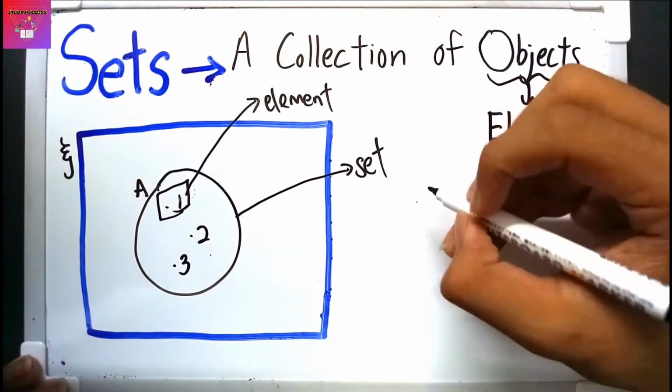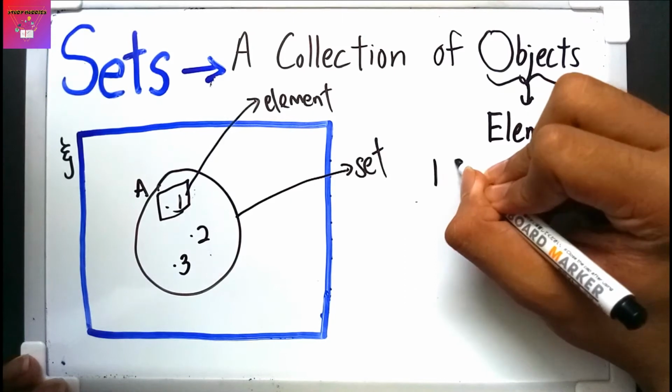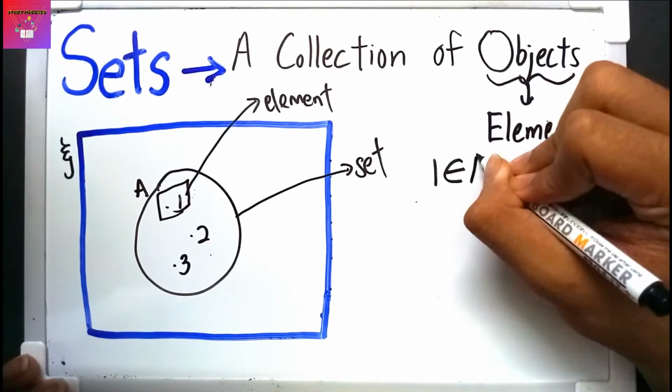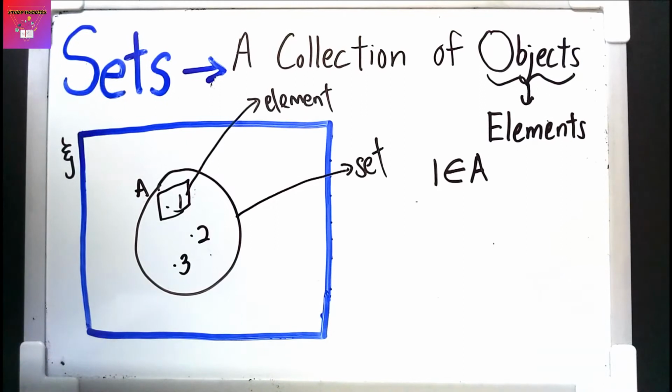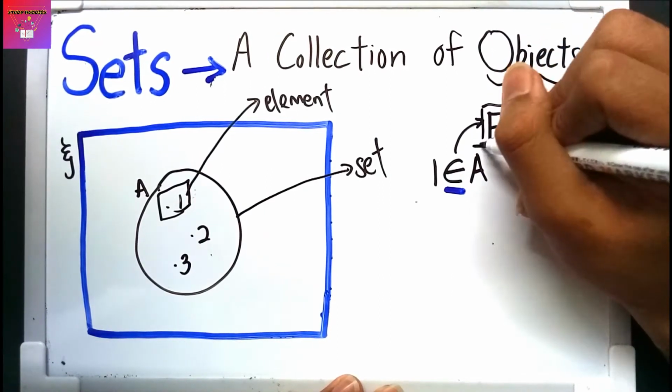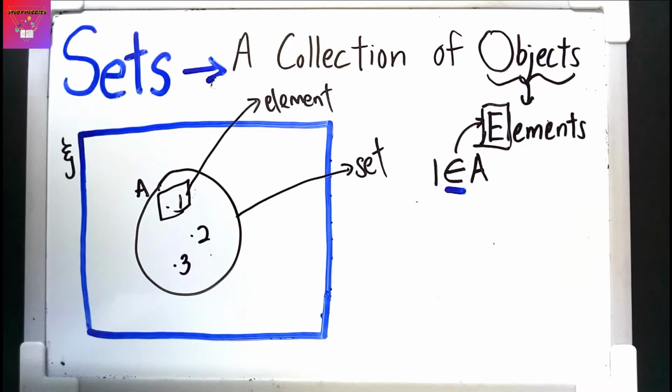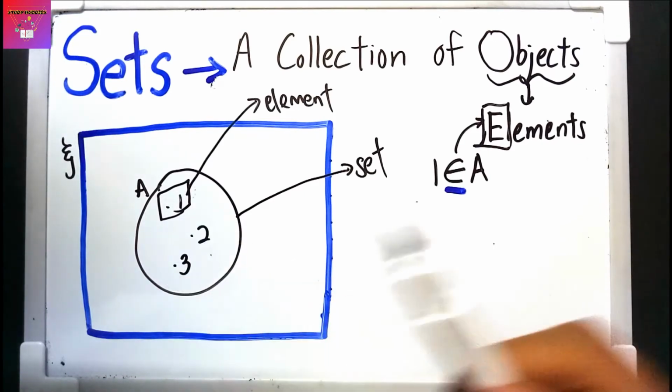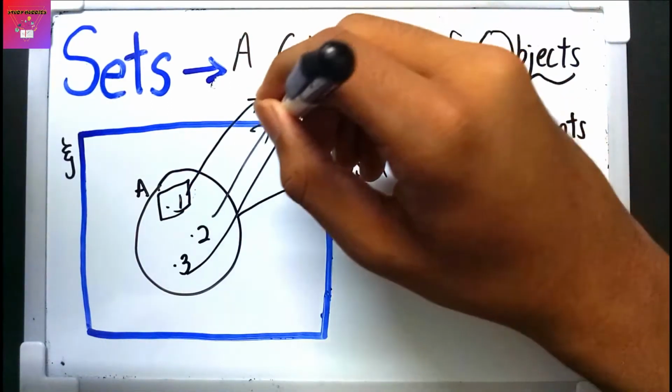So number 1 is an element of set A. How do we denote this? We denote this in this format: 1 is an element of set A. You may wonder what this symbol means. This symbol actually means elements, and it comes from the alphabet E from the word elements. Inside set A there is more than one element: you can see numbers 1, 2, and 3. All of these 3 are called elements as well.